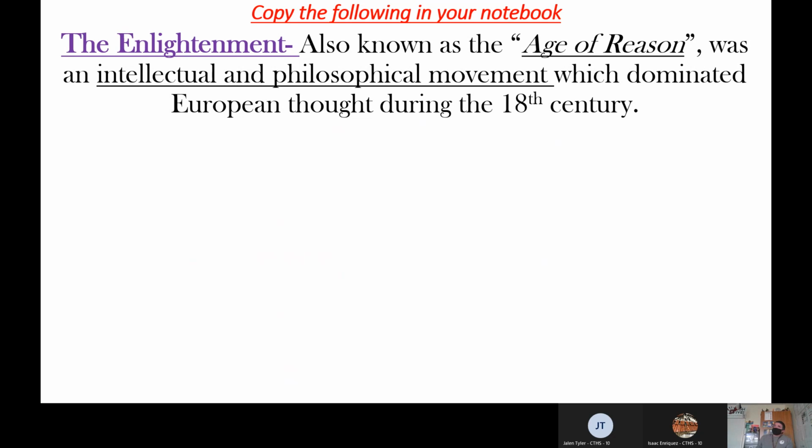Here is a good, pretty complete definition. The Enlightenment, also known as the Age of Reason, especially when combined with the Scientific Revolution, was an intellectual and philosophical movement which dominated European thought during the 18th century, the 1700s especially. And on the board, I say the Age of Reason in general, mid-1500s to the late 1700s. Think about it like this.